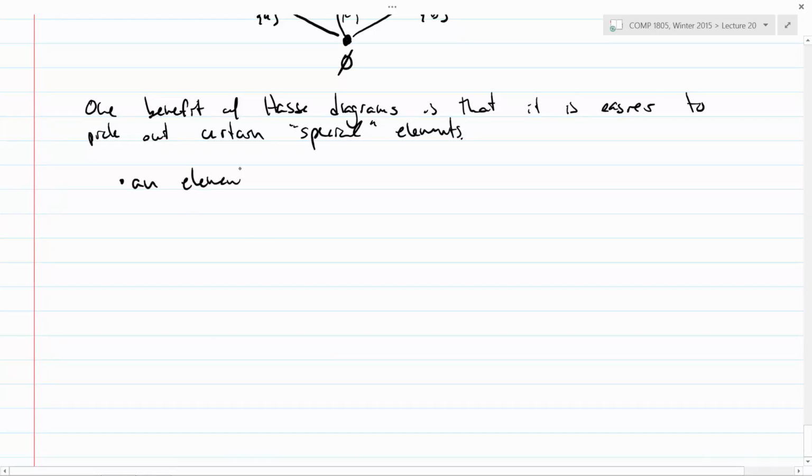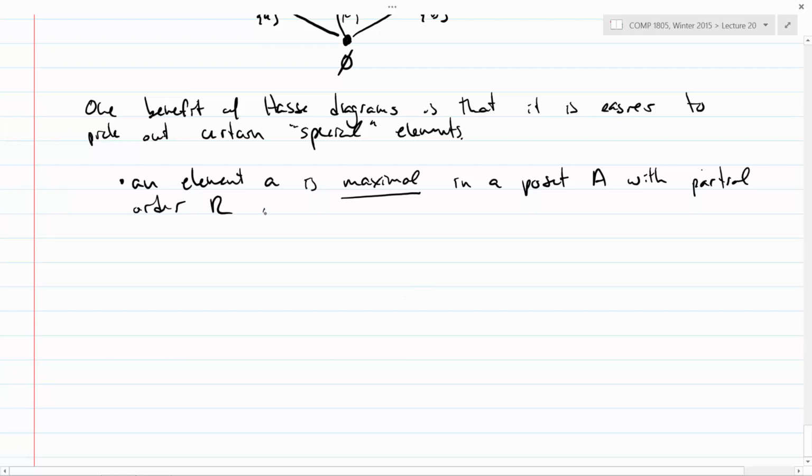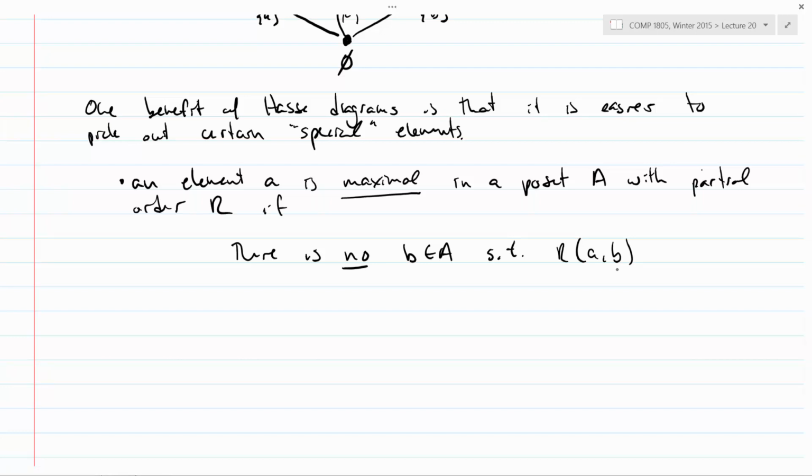So an element A is maximal in a poset A with partial order R if the following is true: there is no B in A such that R(A, B). So somehow A is the biggest thing.